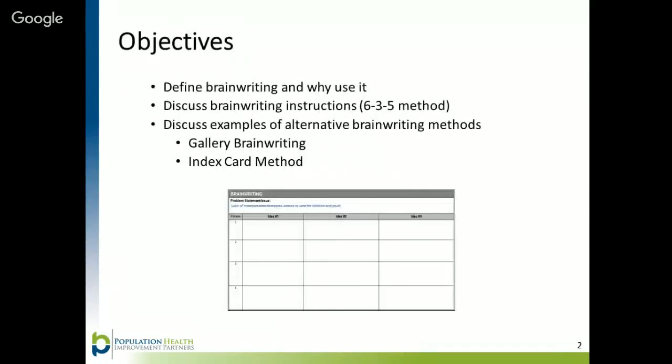By the end of this module, learners will be able to define brainwriting and why we use it, discuss brainwriting instructions, the 6-3-5 method, and finally, discuss examples of alternative brainwriting methods, including gallery brainwriting and the index card method.